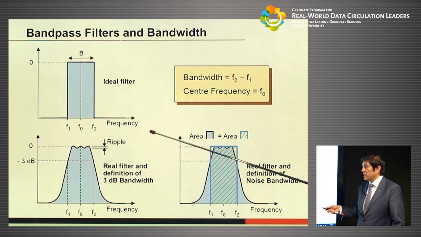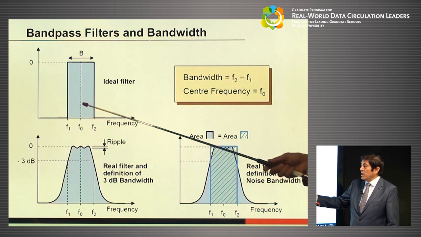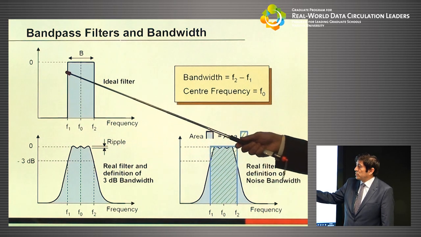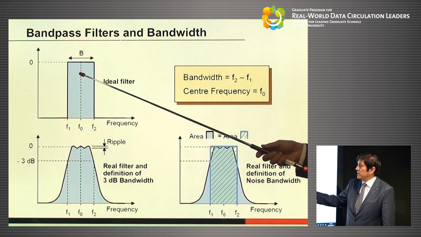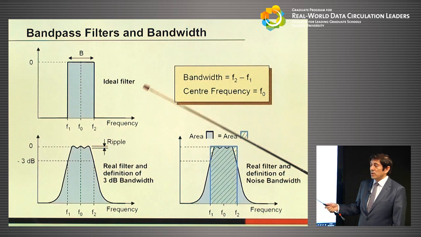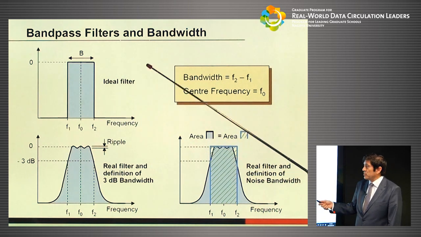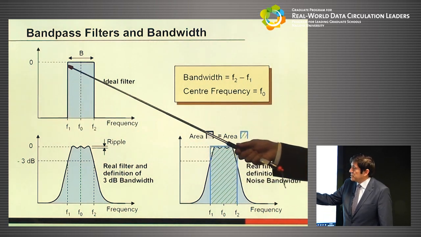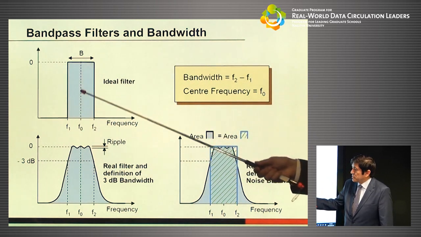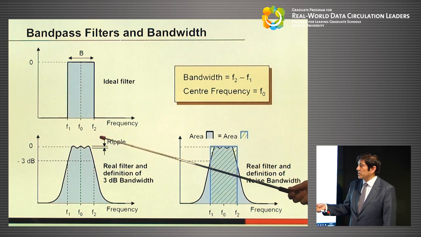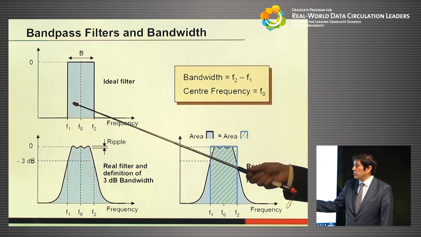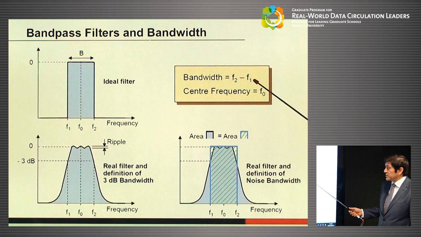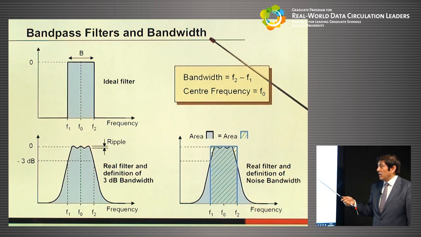In the frequency domain, it's actually easy to visualize a band pass filter. You can see it filters out certain frequencies or cuts out the other frequencies. For instance, here you can see the filter behaves this way, like a pulse. It has a center frequency of f sub 0, and f sub 1 and f sub 2 are the lower and upper bounds of this pulse. Then bandwidth is defined this way, f sub 2 minus f sub 1, and center frequency is f sub 0. This is an ideal filter.